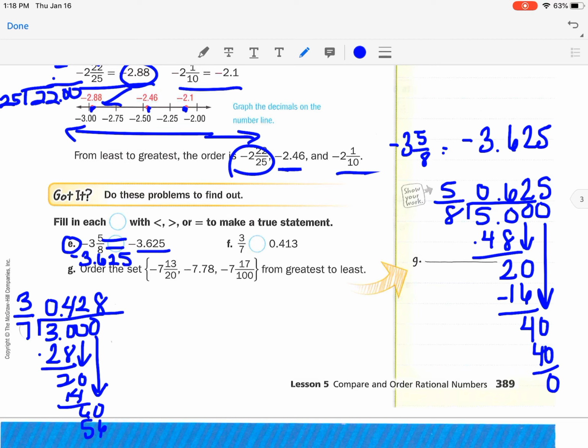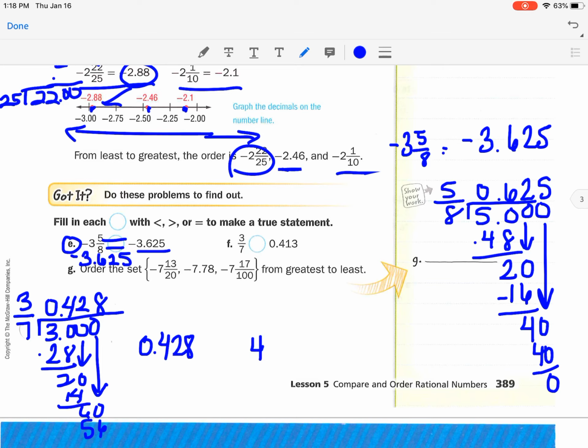And so I'm now comparing 0.428, and I'm comparing it with 0.413. Since they're positives, obviously the bigger number is going to be the bigger answer. So 3/7 is actually greater than 0 and 413 thousandths.